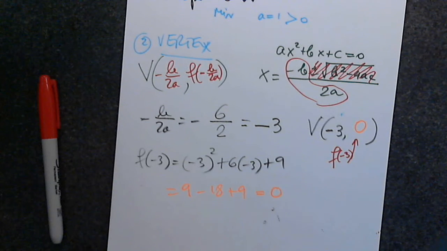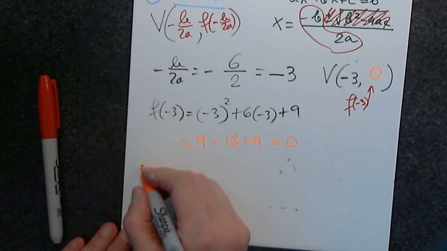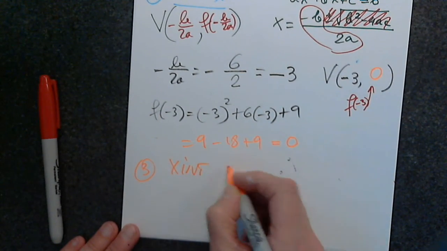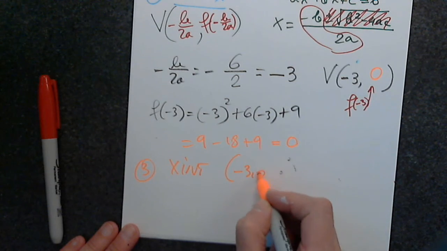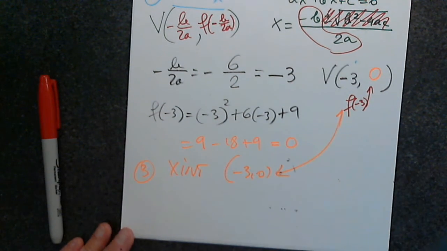What does this mean? It means that the vertex is also what? The x-intercept, indeed. So there are no other x-intercepts. So x-intercept, yes, negative 3, 0 as well. If the vertex is on the x-axis, that is the only x-intercept.